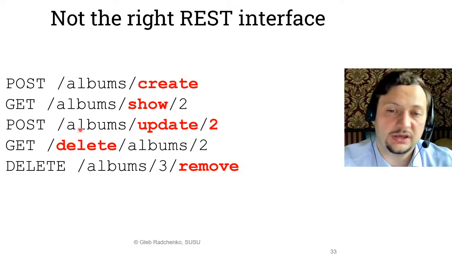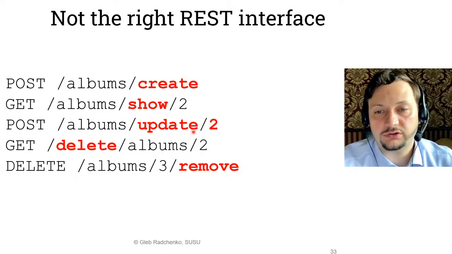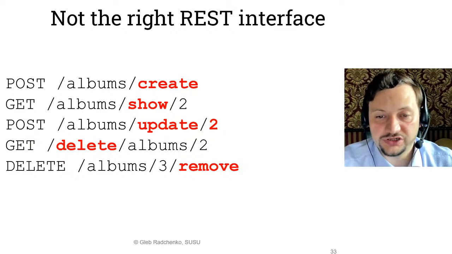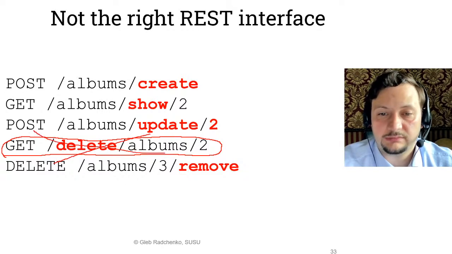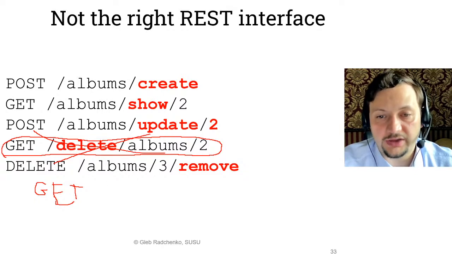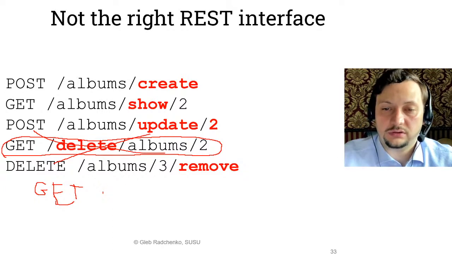First problem. In the URL you have some verbs, and these verbs are not corresponding with the method that is used here. The worst part here is this. Get delete albums to. You should never do this, because the get request is the default request that is invoked by the web browser when you click on the web link.